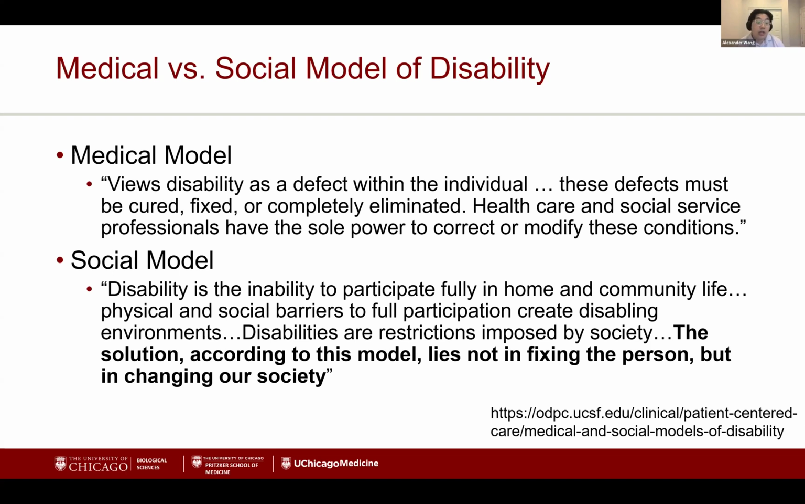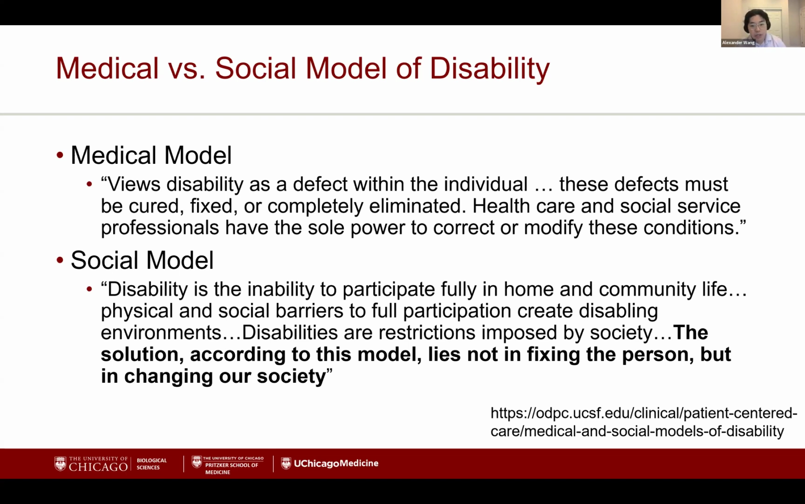In contrast, the social model of disability is the inability to participate fully in home and community life, because physical and social barriers to full participation create disabling environments. Disabilities are restrictions imposed by society. The solution, according to this model, lies not in fixing the person, but in changing our society.